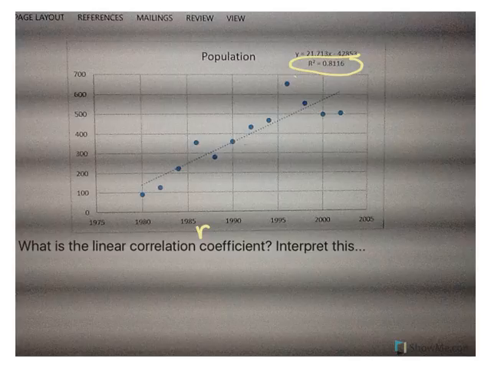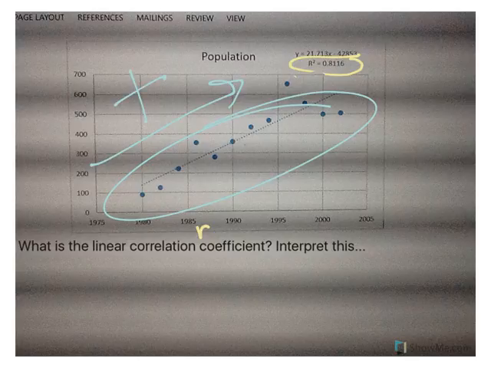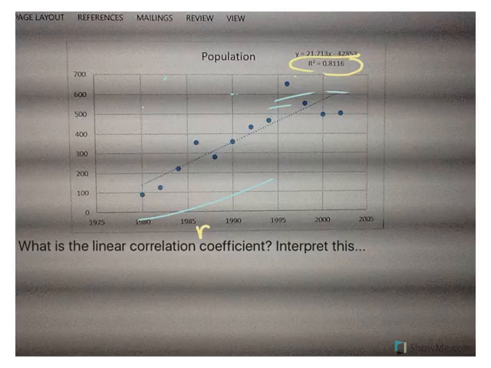When you take the square root of that, it's always going to be positive. So you do need to look at your line. In this case, our line is going up, that's positive, so my R value will be positive. However, if we had a graph and our line was going this direction, our R value would be negative because it's going down.